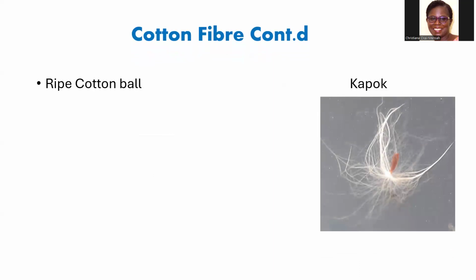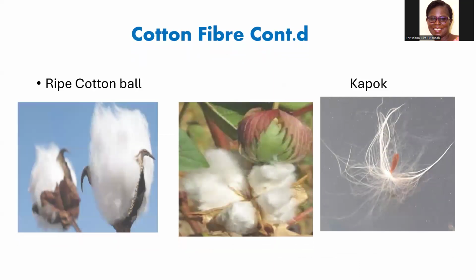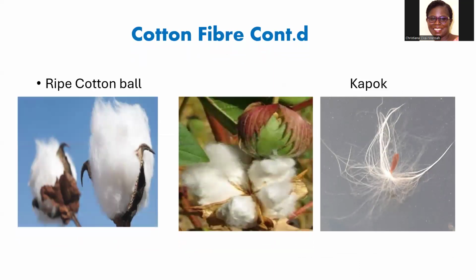So let's look at the matured cotton on the cotton plant that we can use for making yarns. So this is how cotton looks like when it is matured. On the cotton plant, this is how you see it. So this is cotton, ripe cotton. Then this is kapok, the one that gives us Apollo.